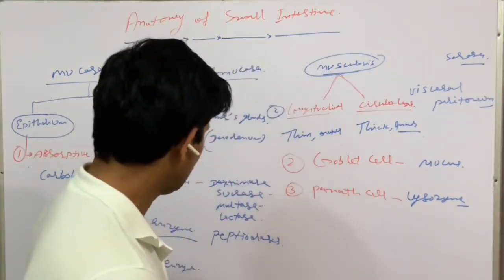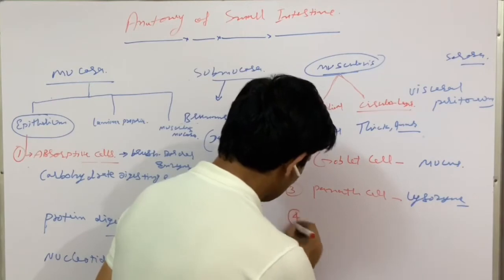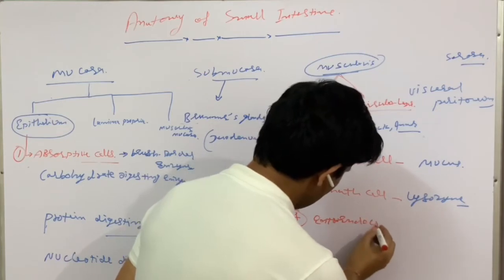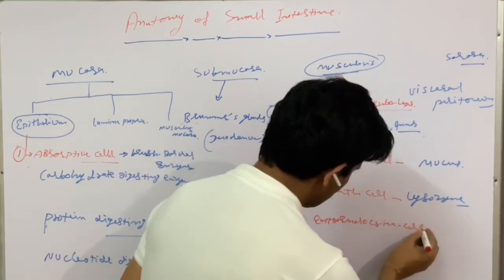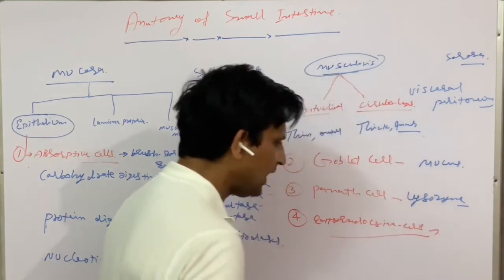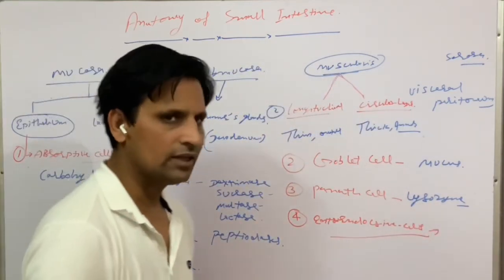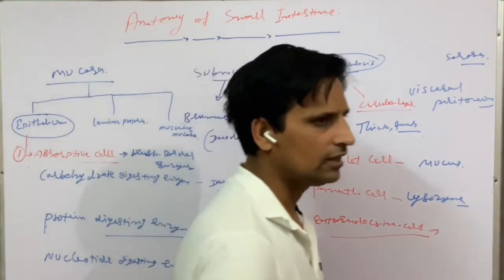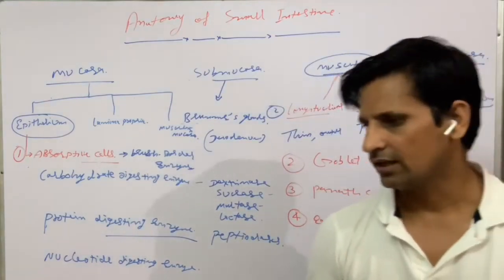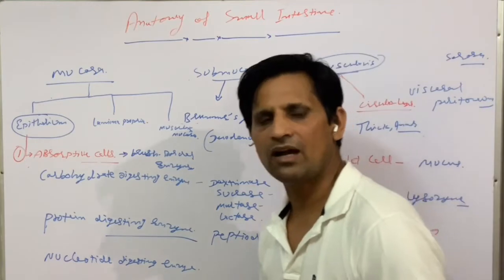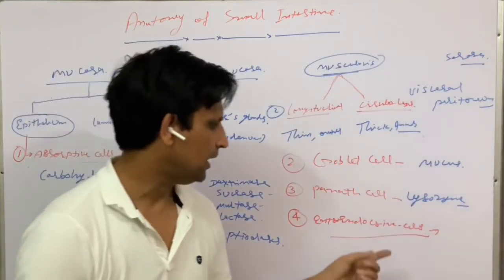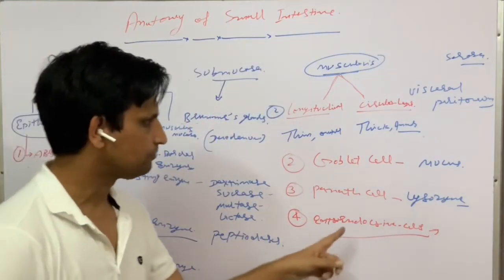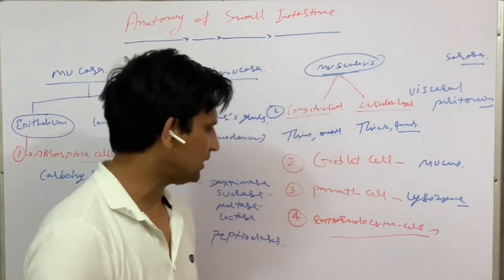One more important thing is that there are some enteroendocrine cells also. As we studied in the stomach, there are enteroendocrine cells, and these were the G cell, the D cell, the ECL cells. Enteroendocrine means the cell which secretes hormone. So there are also some enteroendocrine cells in the epithelium of the small intestine.